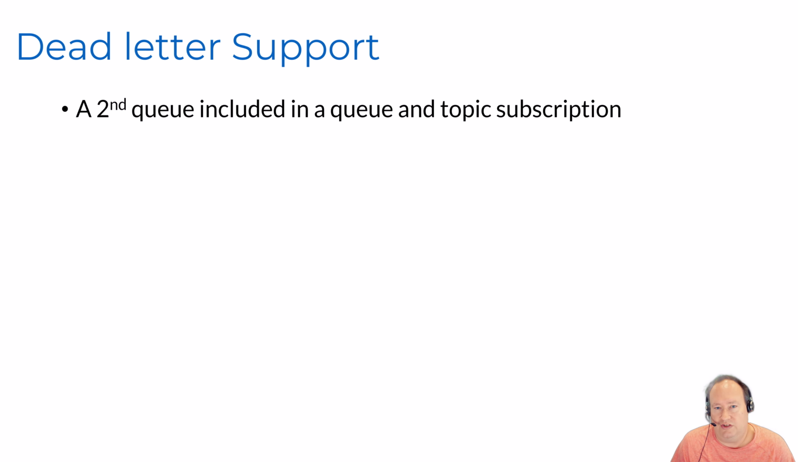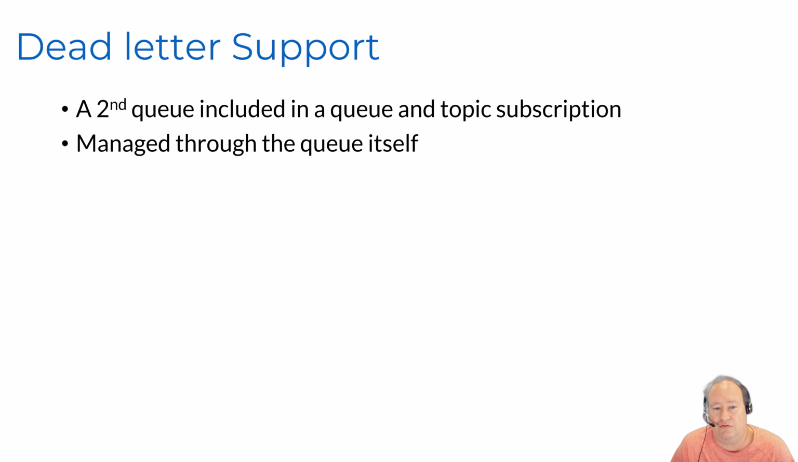So what is the dead letter queue used for? Usually the dead letter queue is used for messages that are not able to be processed through the main processing channel. You would move a message to a dead letter queue to have support take a look at the message, for example. The dead letter queue is essentially a second queue inside a queue or topic subscription.